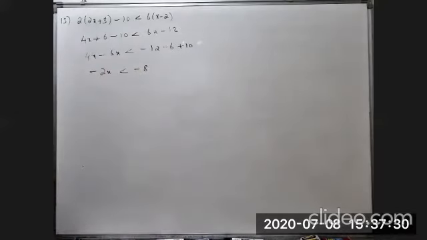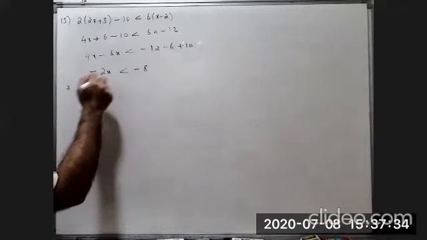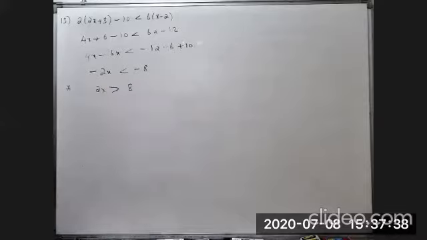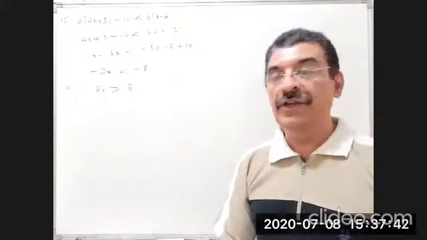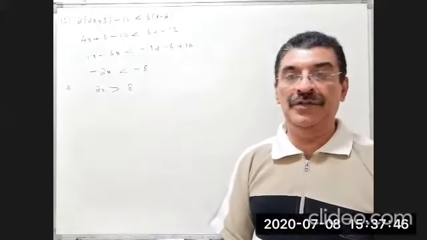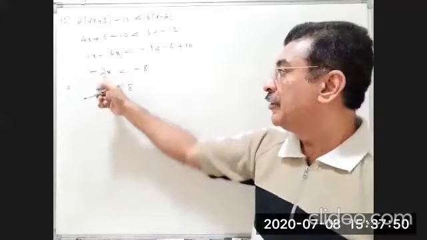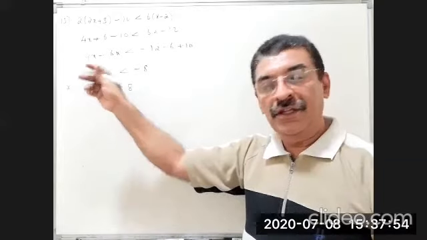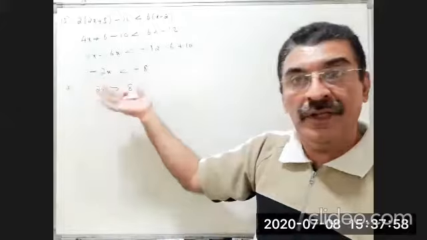Avoid cancelling negatives. Do not cancel negatives. First change the sign: 2x greater than 8. Before division, go for changing sign. Always make it positive first, and only then go for multiplication or division. Before division, don't take minus. Don't go for dividing by minus 2. It is not wrong, but the chances of getting a wrong answer are more. So first make it positive, then divide.